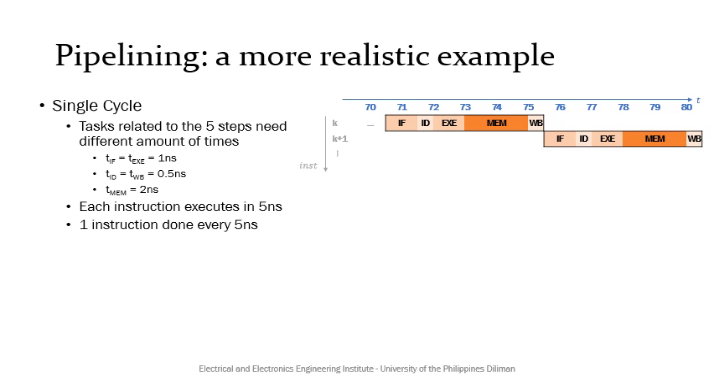However, that was just the ideal case. Here we consider a more realistic example. This time, the 5 stages in the data path take different lengths of time to finish. In this example, the IF and EXE stages take 1 nanosecond, the ID and write back stages take 0.5 nanoseconds, while the MEM stage takes 2 nanoseconds.